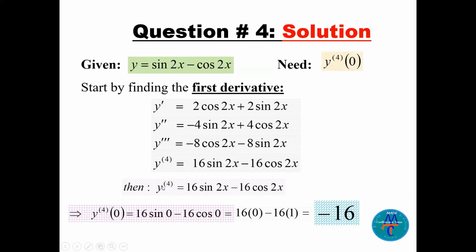I replace x by 0, so it will be 16 sine of 0 minus 16 cosine of 0. Sine of 0 is 0, cosine of 0 is 1. So the fourth derivative of y at 0 will be minus 16.